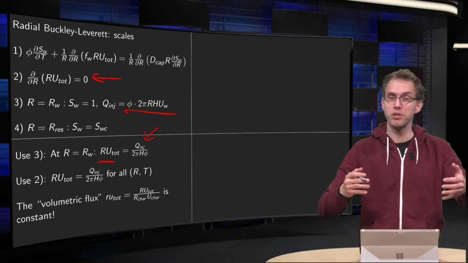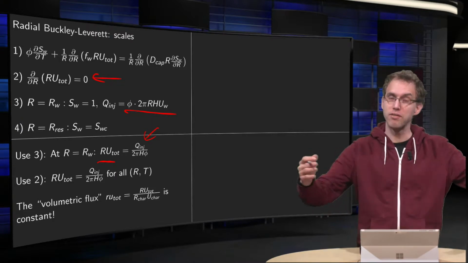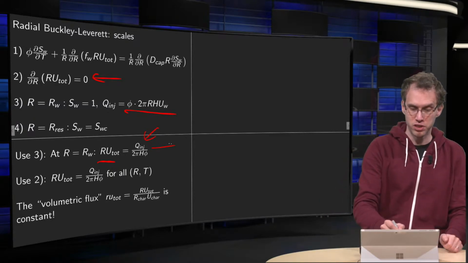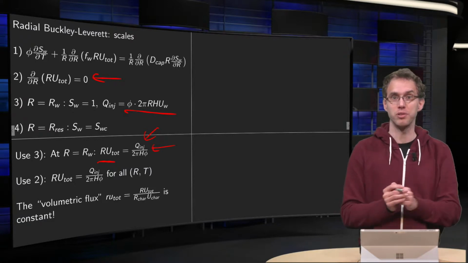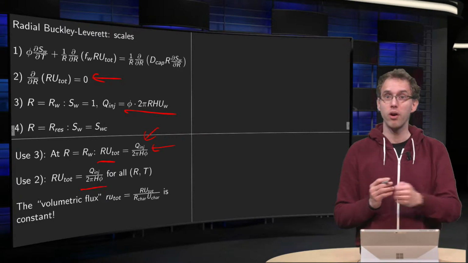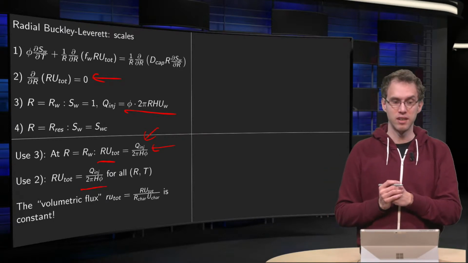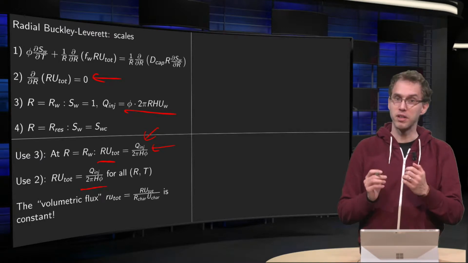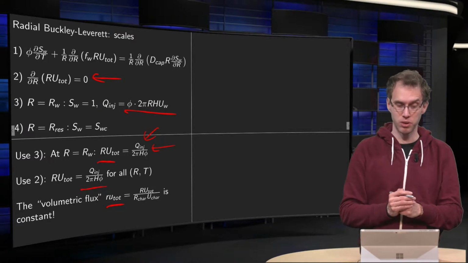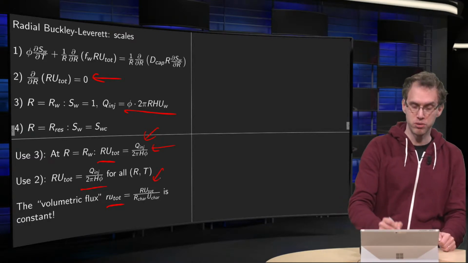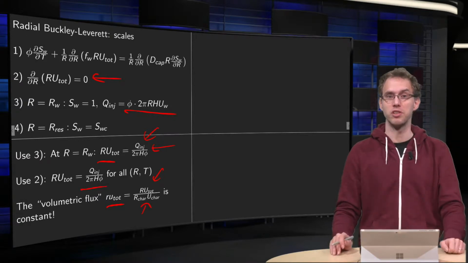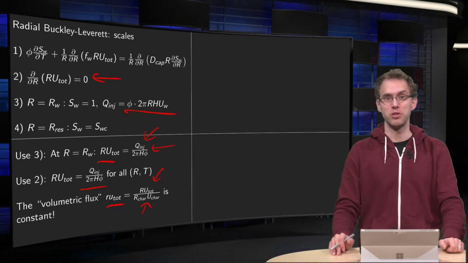Now, it's constant for all times at R_W. So at R_W it's constant. At that time it's everywhere constant. And because this boundary condition is not changing in time, it's always constant. So this R times U total is constant for all R, for all T. So your volumetric flux, if you make it dimensionless, R times U total divided by the characteristic length and characteristic velocity, is some constant. So that's what we can use.